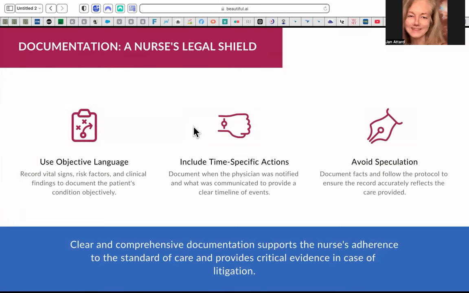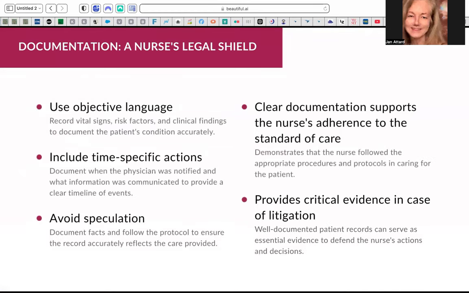Going back yet again, documentation is our shield. We use objective language. We use time-specific actions. We avoid speculation. We are factual, factual, factual. What is documented is done. Clear and comprehensive documentation supports my adherence to the standard of care, providing critical evidence in case of litigation. We are clear, objective, time-specific, no speculation, and critical.